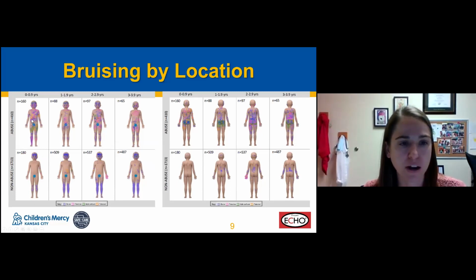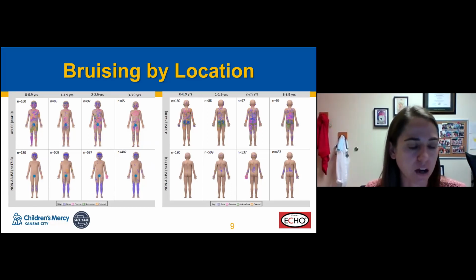They also have it stratified by age group. You have your youngest age group on the left-hand column of both charts and your oldest age group on the right-hand column. Purple indicates bruising, pink indicates petechiae, green indicates multiple or clustered bruising, and orange indicates patterned bruising. I think this is a good visual representation of some of the differences they found in body region.